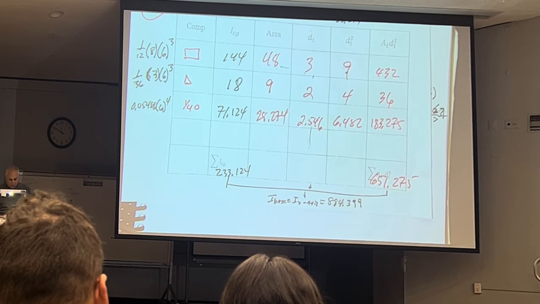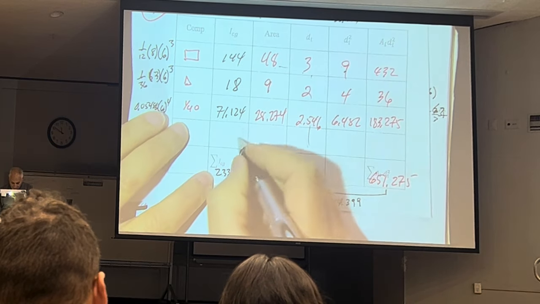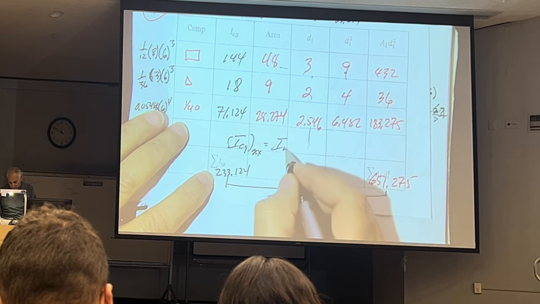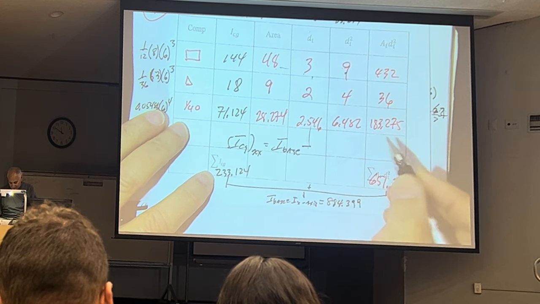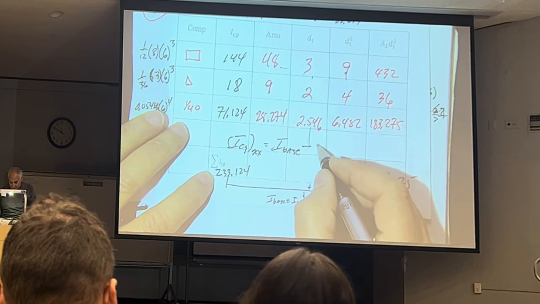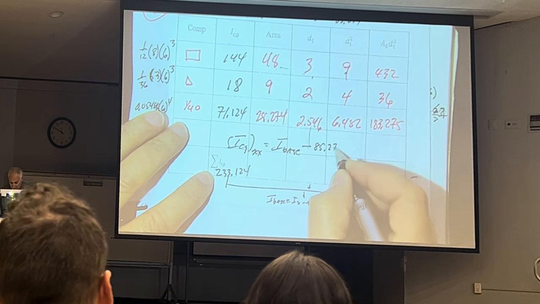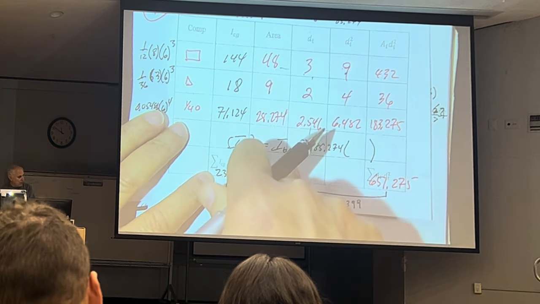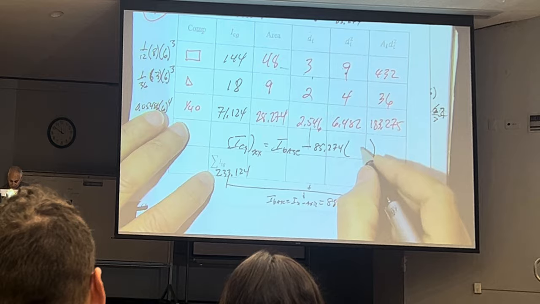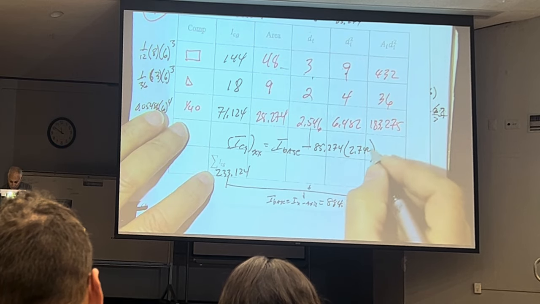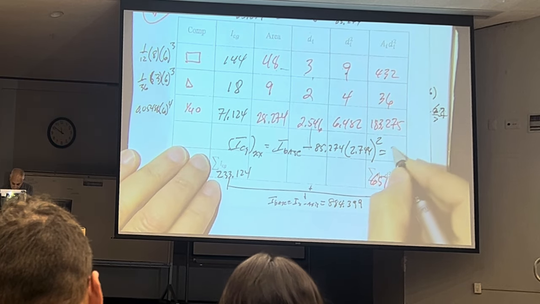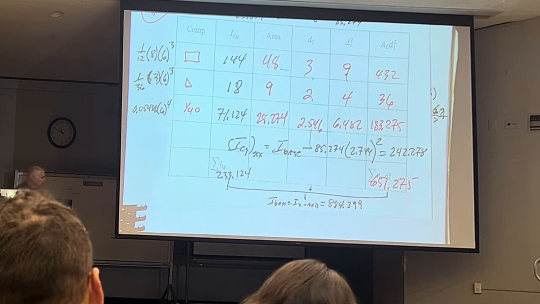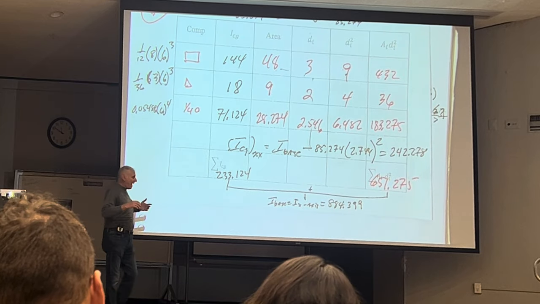What is it about the centroid? Oh, that's easy enough. I just say ICG XX is equal to I about the base minus A D squared. A is 85.274. The distance from the x-axis to the centroid is my y bar, which is 2.744 quantity squared. Answer, 242.278. Done. How hard was that?